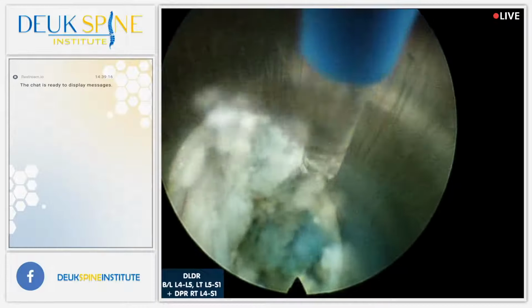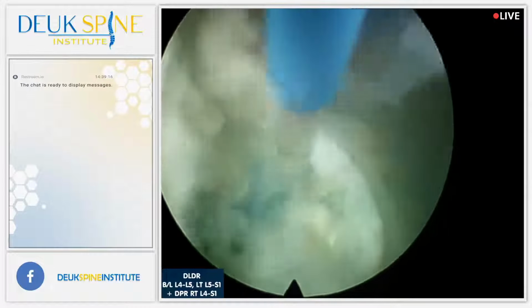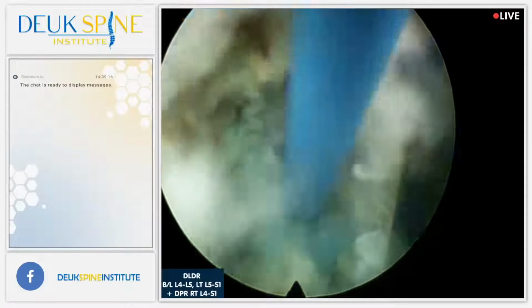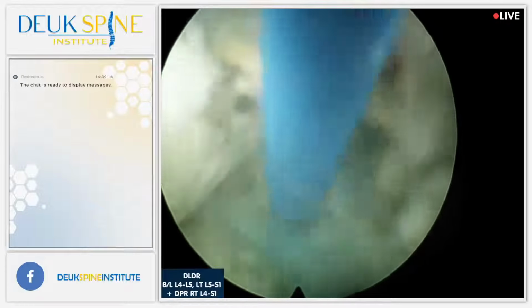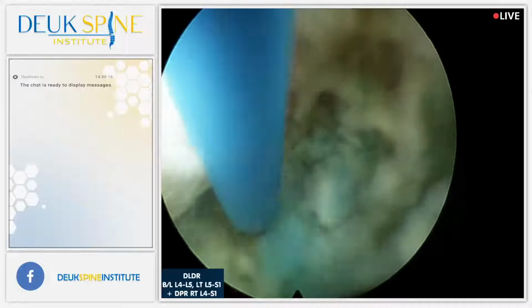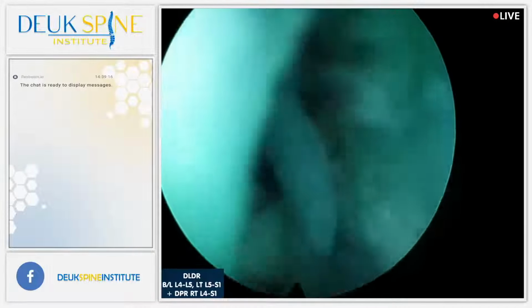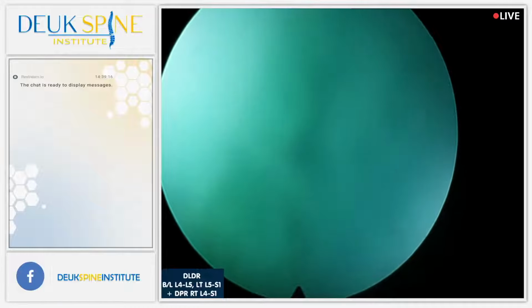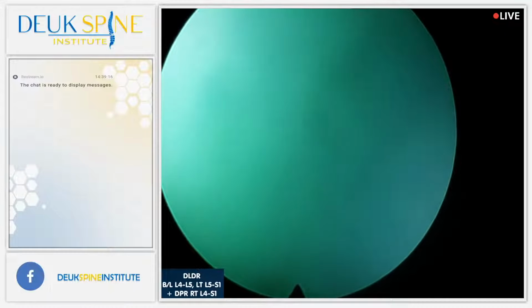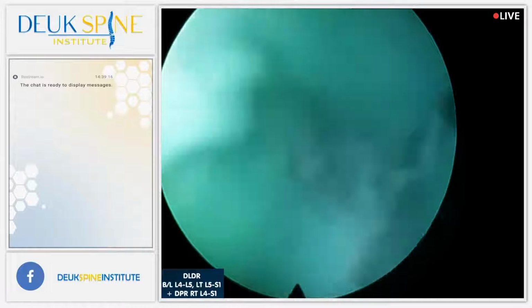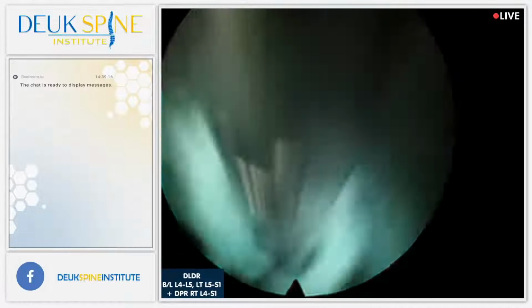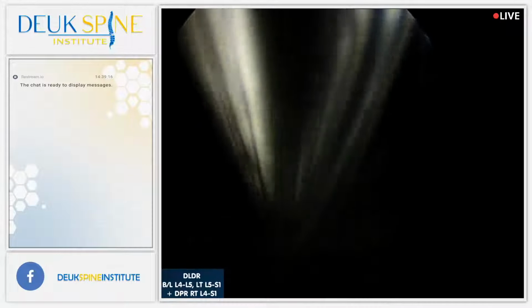And he's a challenging case from the standpoint of sedation, but we're working it out. We're almost done with this disc. You can see the end plates. And this is all herniation, by the way. The blue stuff coming up.